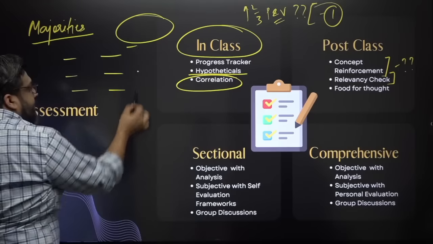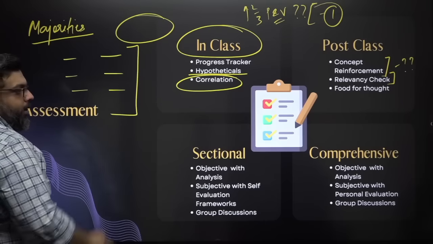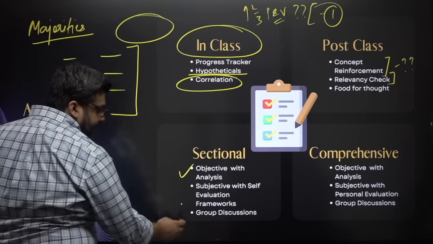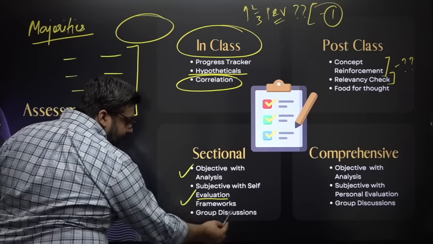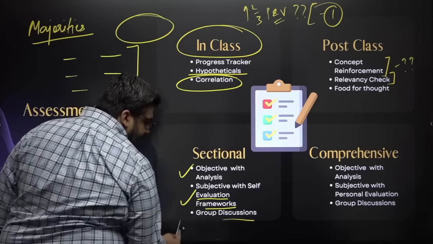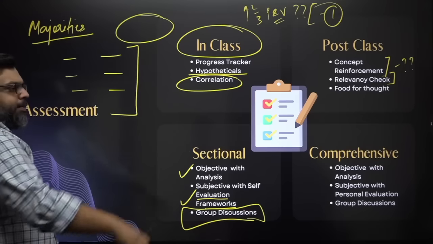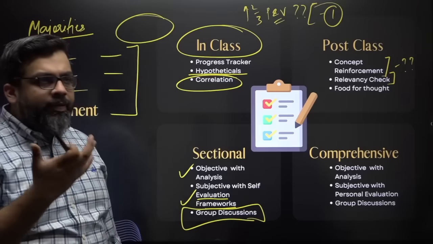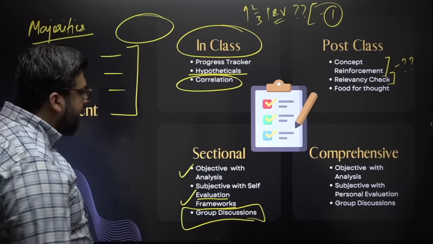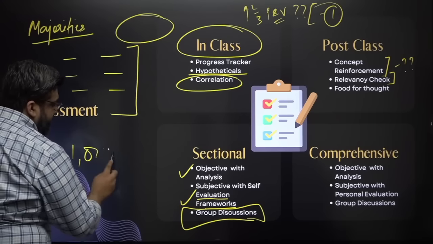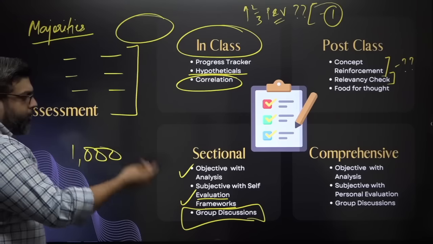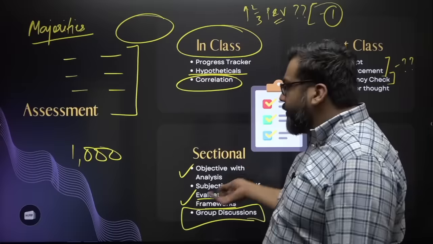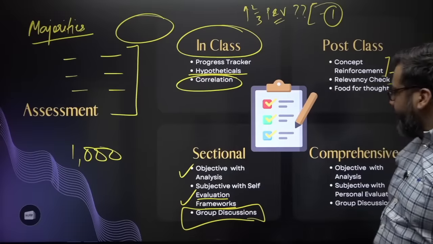Once the entire topic, which includes majorities, is over, you will get a small objective test, and a subjective test with self-evaluation frameworks, and I'll conduct group discussions by dividing the batch. Let us say there are 1,000 students, which is a reasonable estimate. We've already had 200 registrations so far. I'll divide you into groups of 25, and then we can discuss this over a Zoom call within the portal itself.